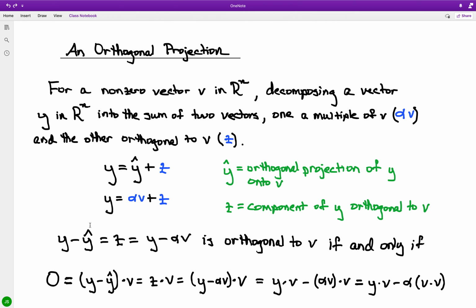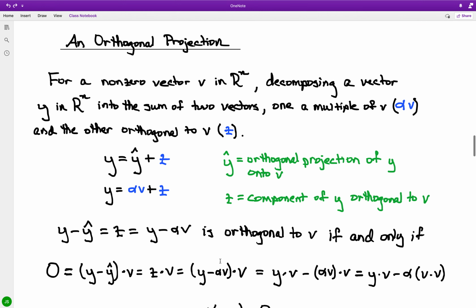If I were to rewrite this equation, we have the difference between y and the orthogonal projection of y onto v is equal to z. And z is also equal to y minus alpha times v, and this is going to be orthogonal to v if and only if the dot product is 0. Taking the dot product, you have y minus alpha v dot v, the dot product between z and v.